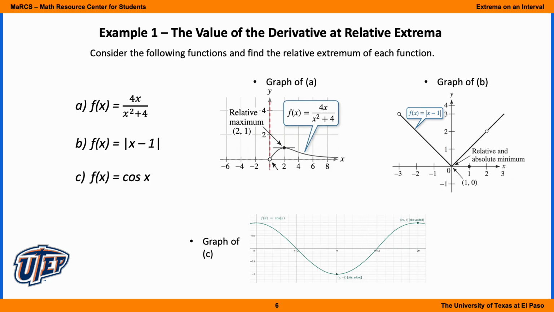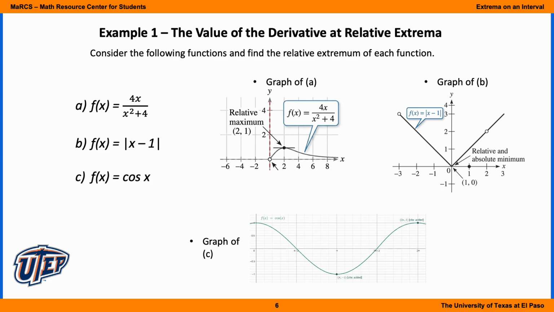So for our first example, a, we have the function f of x is equal to 4x divided by x squared plus 4. We see that for the graph of a, we have a relative maximum at the point (2, 1). Now for example b, we have the function f of x is equal to the absolute value of x minus 1. From the graph of b, we see that the function f of x has a relative and an absolute minimum at the point (1, 0).